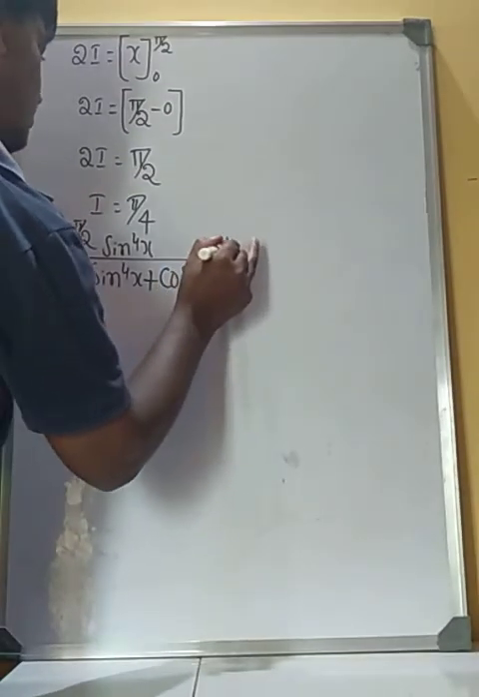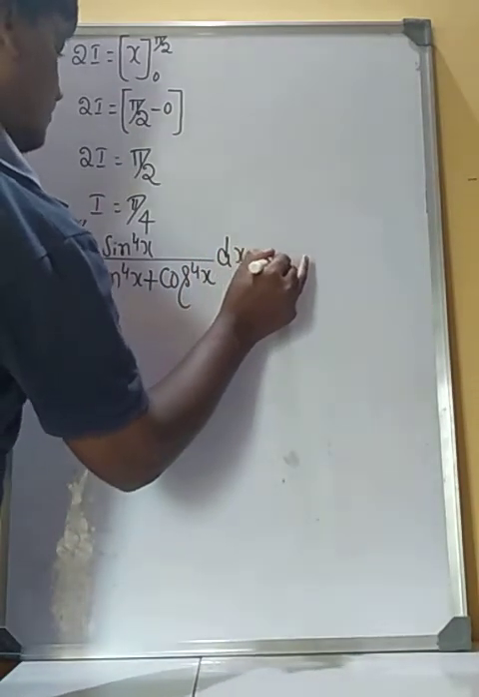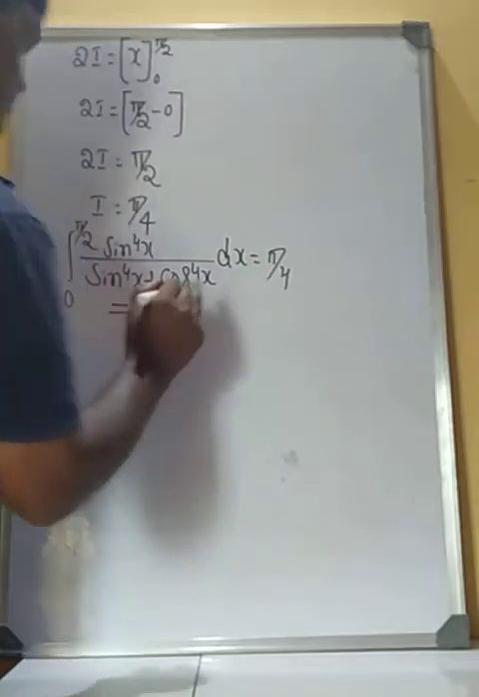Therefore I, the integral from 0 to pi by 2 of sin^4 x divided by sin^4 x plus cos^4 x into dx, is equal to pi by 4.